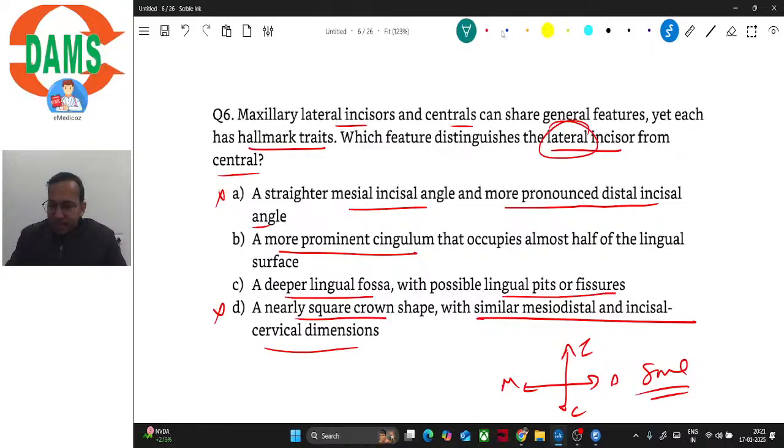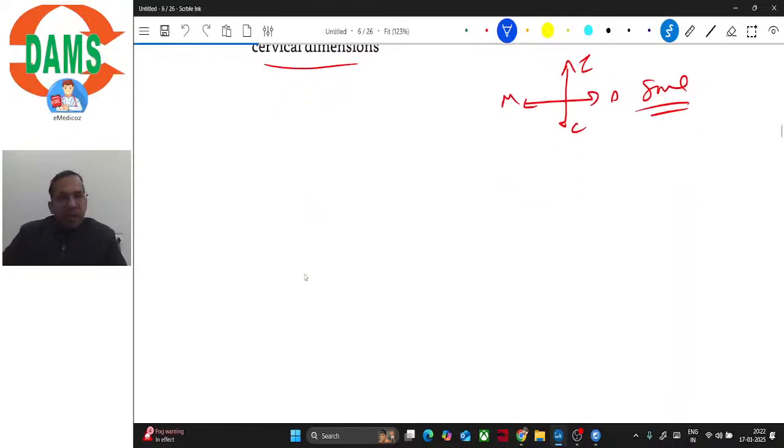What about option B? It does have a more prominent cingulum. But do you think it occupies almost half of the lingual surface? So the first part of the option is correct. The second part is incorrect. Right? Its cingulum is prominent, but remember that cingulum of all the permanent teeth is within the cervical third, right?